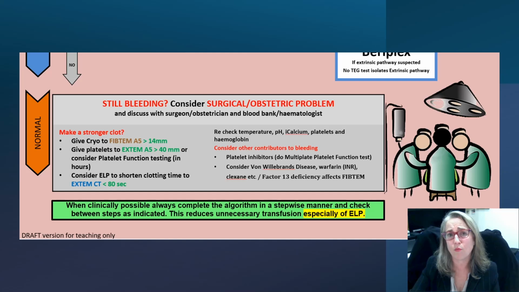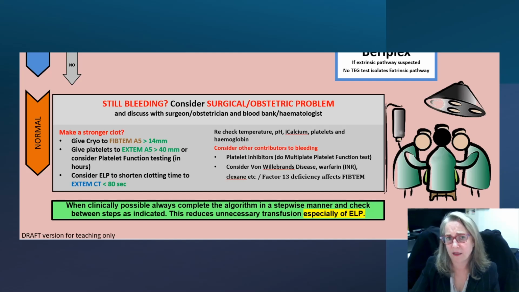If you've done all of that and you're still bleeding, clearly there's a surgical or obstetric problem, or a problem with uterine tone, for example. And of course, long before that, you will have got review from these people. You can push for stronger clot with all of these factors if you want to. Recheck basic things. Think about factor 13 and von Willebrand's disease, and go back around the algorithm. But make sure you're definitely getting your other teams involved well and truly by now.